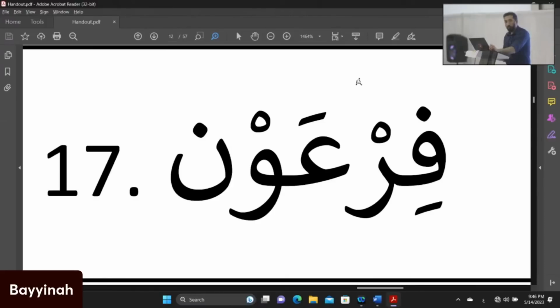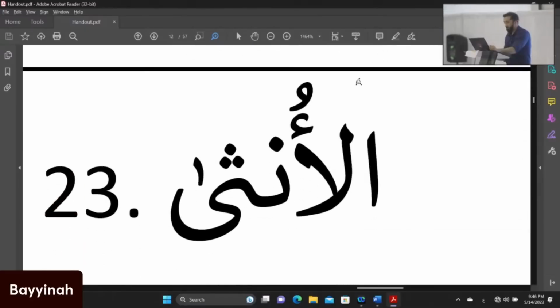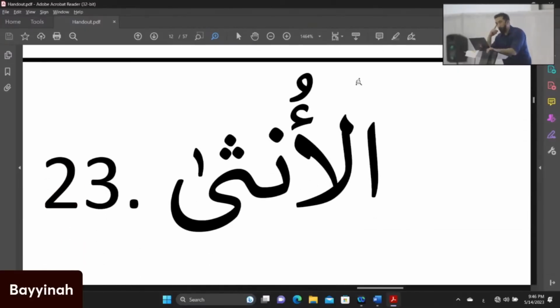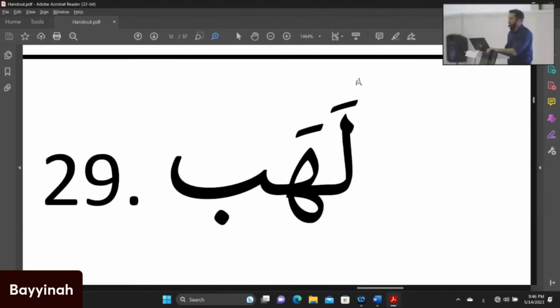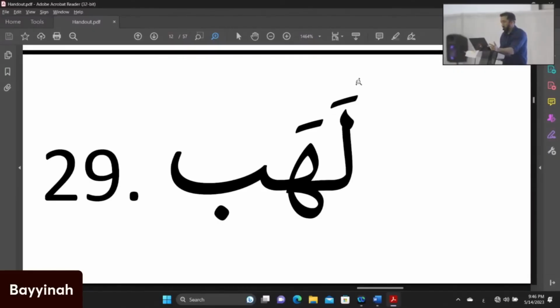Fir'aun. Partly flexible? Why is he partly flexible? Non-Arab name. So the rafa', nasb and jarr of Fir'aun: Fir'aunu, Fir'auna, Fir'auna. Al-untha. Why is it non-flexible, everyone? Ends with alif. Love it. So give me the three. Al-untha, al-untha, al-untha. Wonderful. Lahab, flame. Fully flexible. Lahabun, lahaban, lahabin.